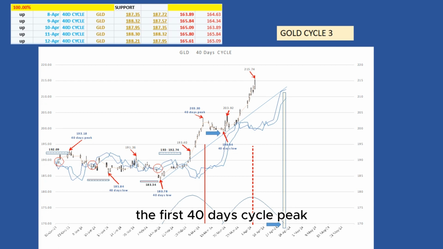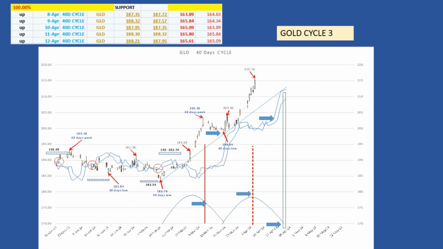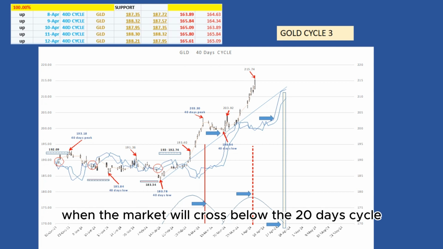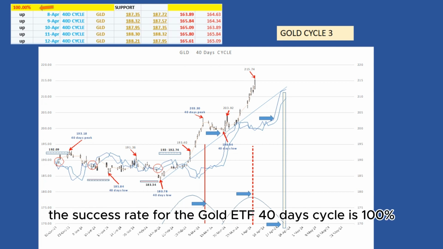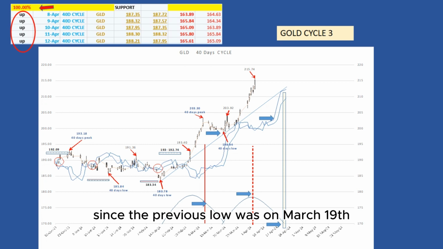The first 40-day cycle peak occurred on the right part of the cycle, the red solid vertical line, which is bullish. So we can expect the second peak will occur at the peak of the cycle or even before. In this case the peak is due now. We will know when the gold ETF has formed its 40-day peak when the market crosses below the 20-day cycle trend line. The success rate for the gold ETF 40-day cycle is 100%. Since the previous low was on March 19, the cycle trend is up for this week.